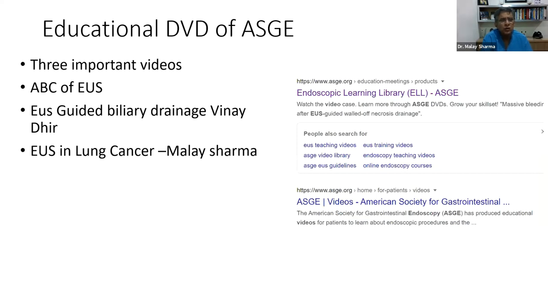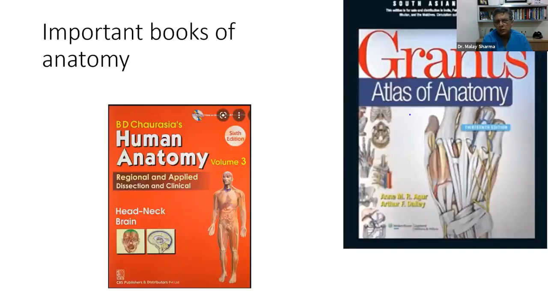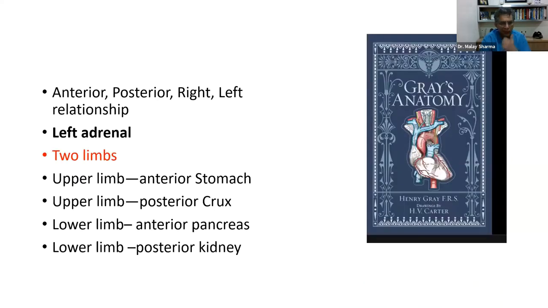There are important videos on EUS, AGSG videos. These are 3 important videos. And I wrote a book long back. But I would like to say that before starting EUS, it is important to know the anatomy books. And these are the important anatomy books and atlases which you should be having.